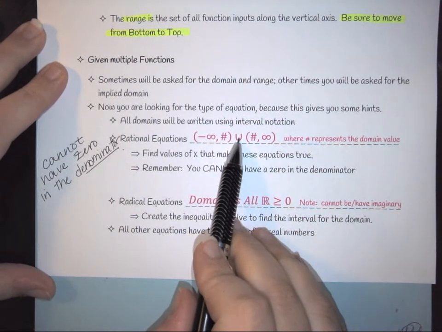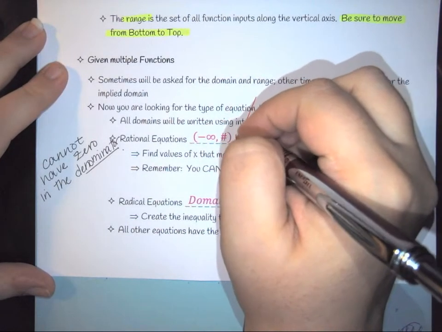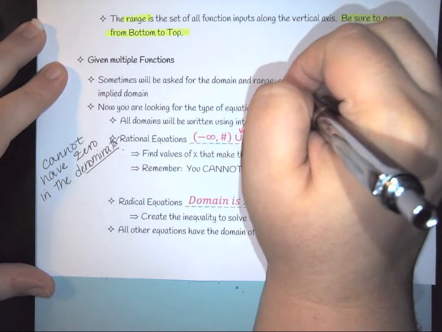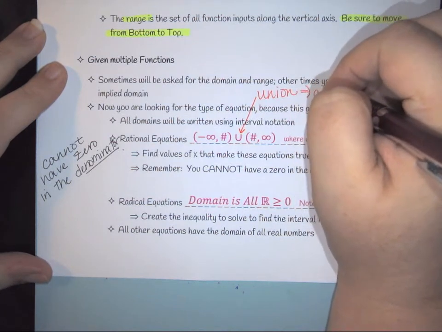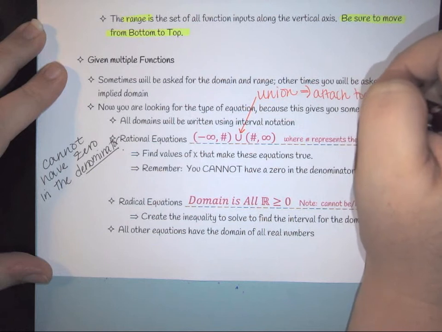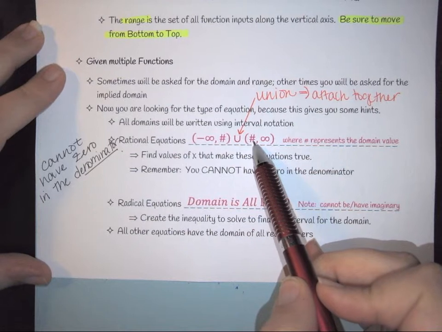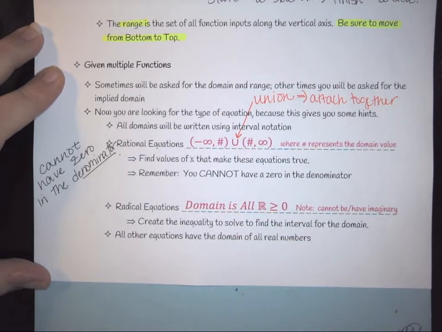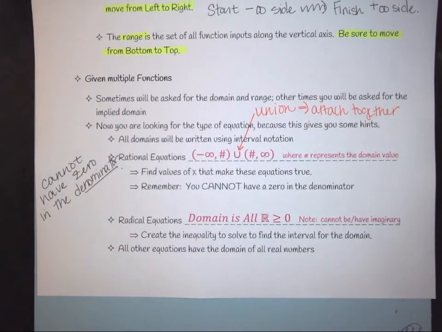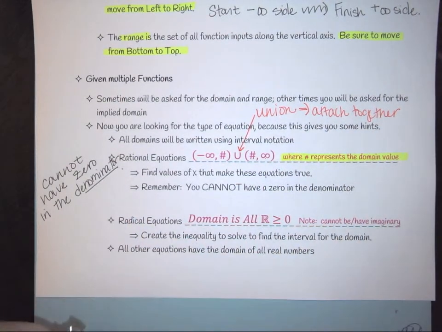You're then going to union it. That's what this U means. Okay, so here, this U means union, which in turn essentially means attached together or included together. And then we're going to pick up at that exact same spot and travel on to your positive infinity. Okay? So to note here, the hashtag is going to represent whatever that domain value is you found, so whatever the problem value is that you have.